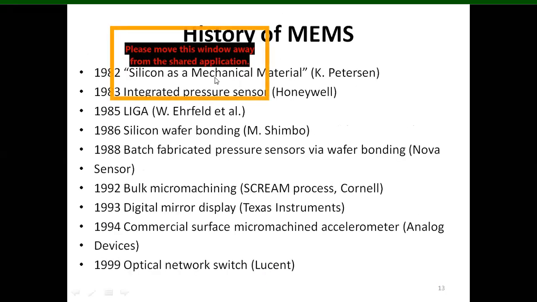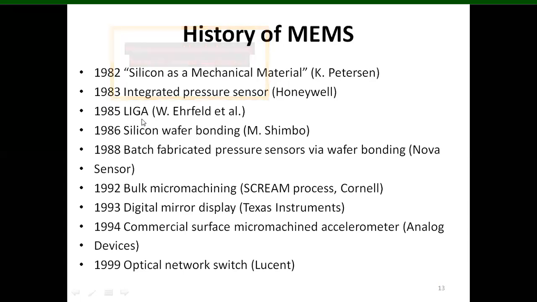1982, silicon as a mechanical material was used by K. Peterson. 1983, integrated pressure sensor was introduced to the market by the company Honeywell. 1985, a process technology known as LIGA was introduced by Germany. 1986, silicon wafer bonding.